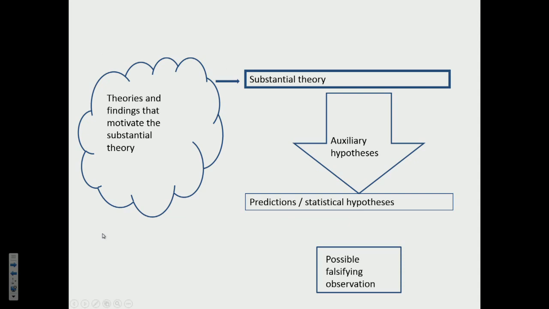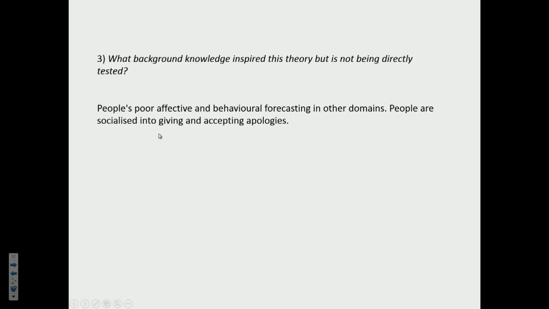Okay, so now let's look at some theories or findings that help motivate the research but aren't being directly tested. A point was brought up earlier, people's poor affective and behavioural forecasting in other domains. This is why I say it depends on what your substantial theory is. In terms of the substantial theory being about apologies, then whether the same issues apply to how sad you'll be, how happy you'll be, and so on. Well, maybe it applies to some of those domains and not others, who knows, but it could still apply to apologies.